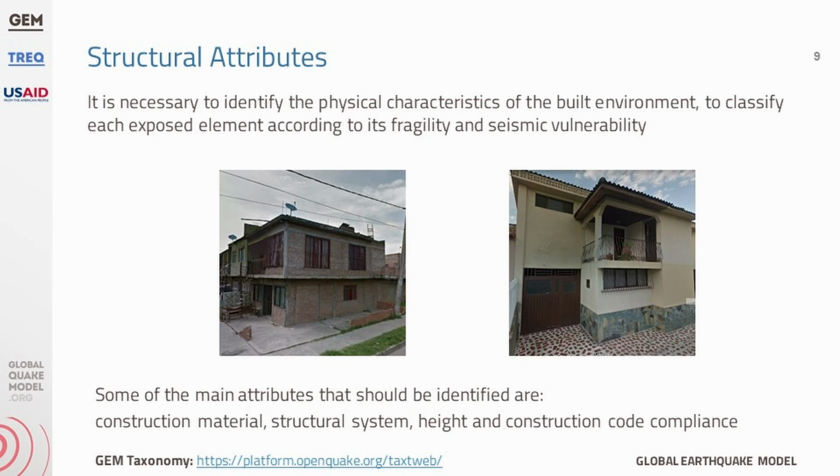If these two structures, although similar in certain characteristics, were subjected to the same ground shaking intensity, the house on the left would present much greater damage and loss than the one on the right. The GEM taxonomy represents a classification system to characterize buildings according to the most relevant structural attributes for seismic risk assessment. In the link at the bottom, you can explore the attributes and their definitions according to this taxonomy.